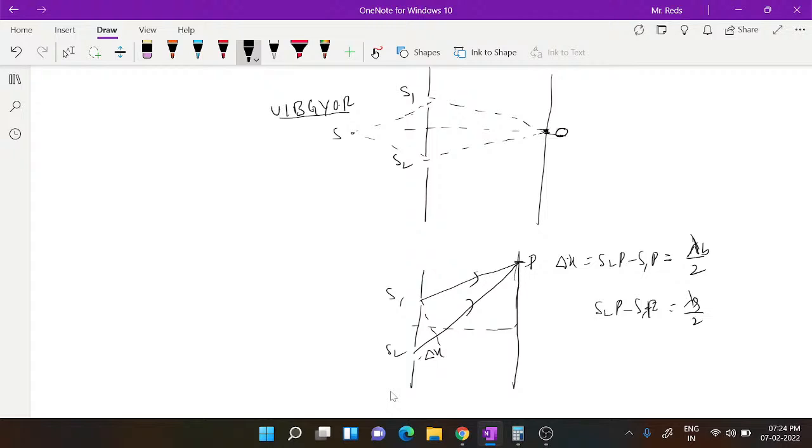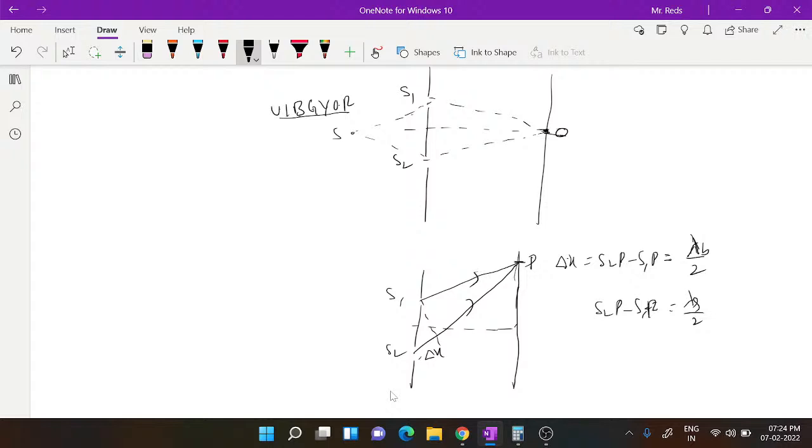Thus, the fringe closest on either side of the central white fringe will be red, and the farthest will appear blue. It will appear from red to blue. Actually speaking, instead of blue you should have indigo and violet, but the predominant one will be blue. It is more visible, that's why we consider blue instead of violet. Otherwise, if violet is given, violet should be there in place of blue.